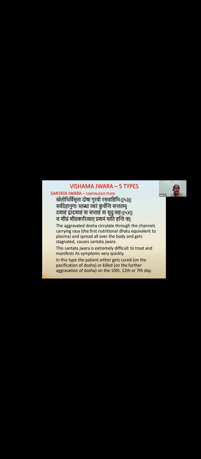Dashaham dwadashaham va saptaham va sudusahah, sashigram shighrakaritvat prashamam vyeti hanti va. Either by 7 days, or by 10 days, or by 12 days, it should get reduced, or it is going to kill the person. Usually by 7 days the vata, by 10 days the pitta, and by 12 days the kapha has its own predominance here. So why is this Santata Jwara called Nishpratyanika, very difficult to cure, or going to kill the person? What is the reason behind it?